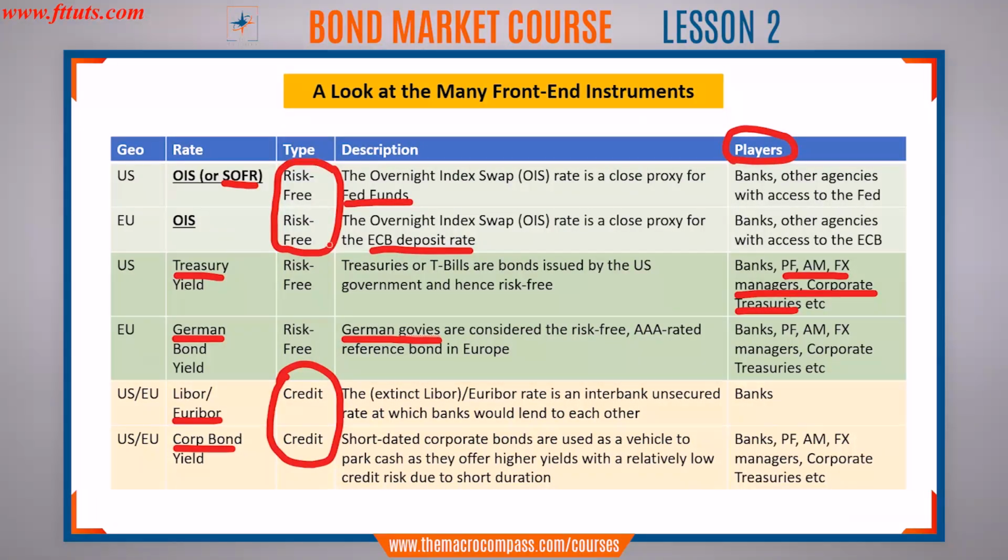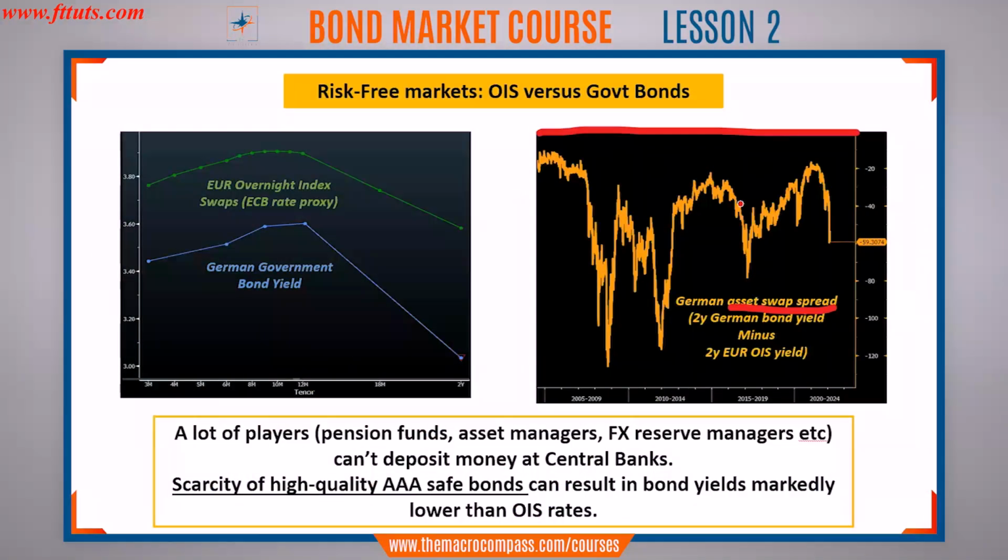In Europe, if you're a bank, you have access to the ECB deposit rate. But if you are a pension fund or asset manager, if you are China accumulating euro FX reserves, or a corporate treasury with a lot of euro proceeds from your sales in Europe, and you're looking for a safe way to park your cash, you don't have access to the ECB, so you have to buy safe collateral. The safe collateral in Europe is very, very scarce. Scarcity of high-quality AAA safe bonds is what drives this premium over time.